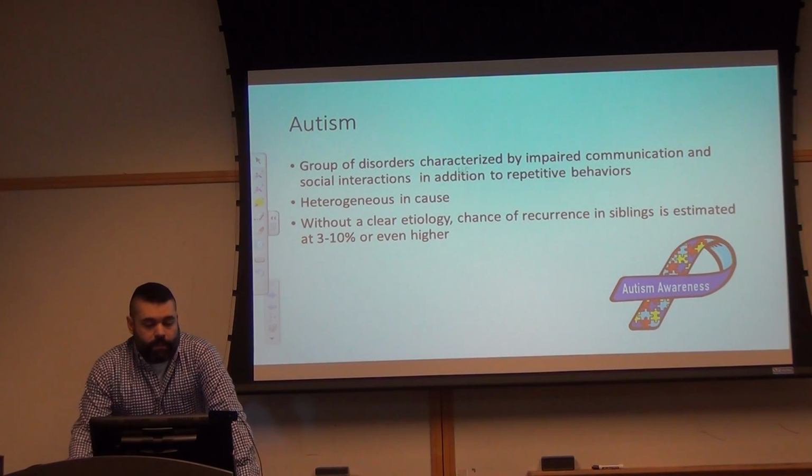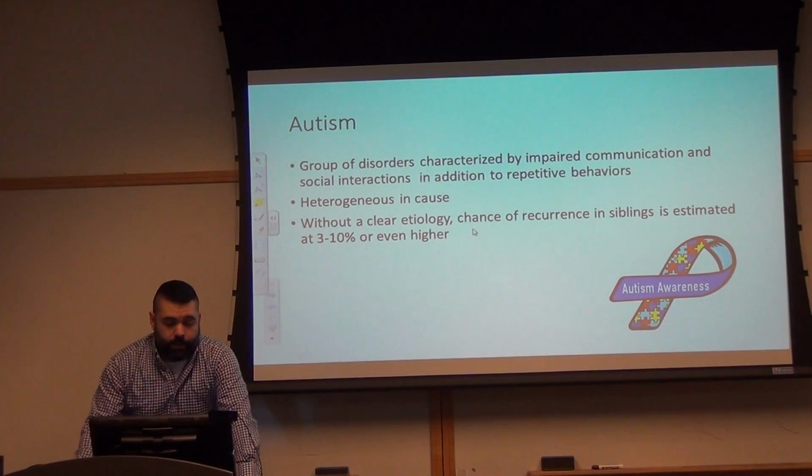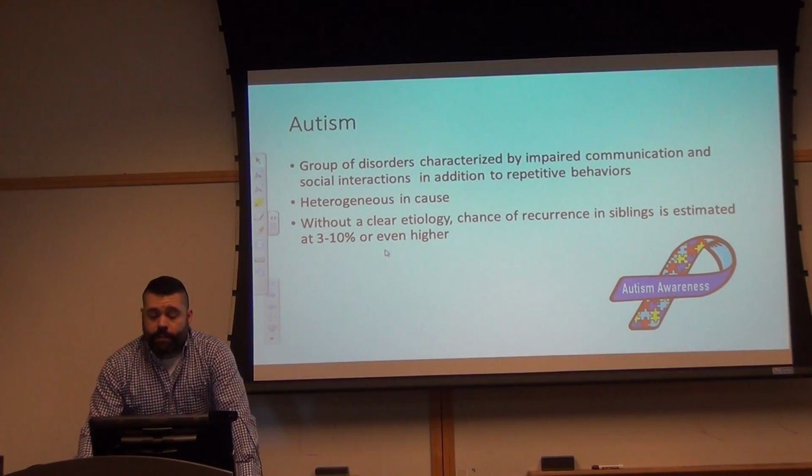So you all know what autism is. It's a group of disorders characterized by impairment in communication and social interaction. It's a spectrum, and it's heterogeneous in cause. It can be attributed to point mutations, deletions, all sorts of things. And without knowing what causes it, there's a 3 to 10% chance of recurrence in a sibling.